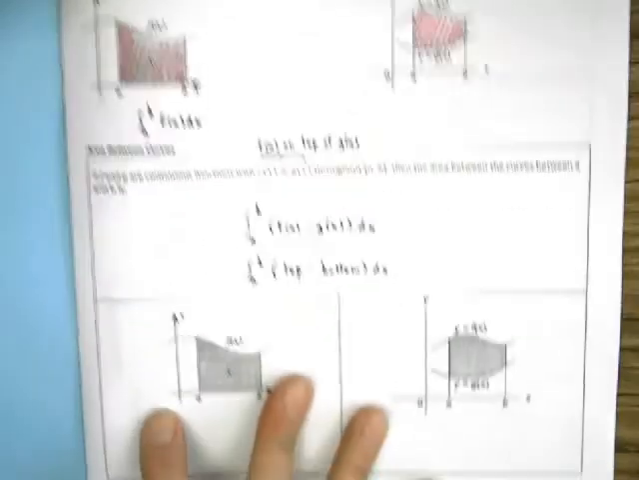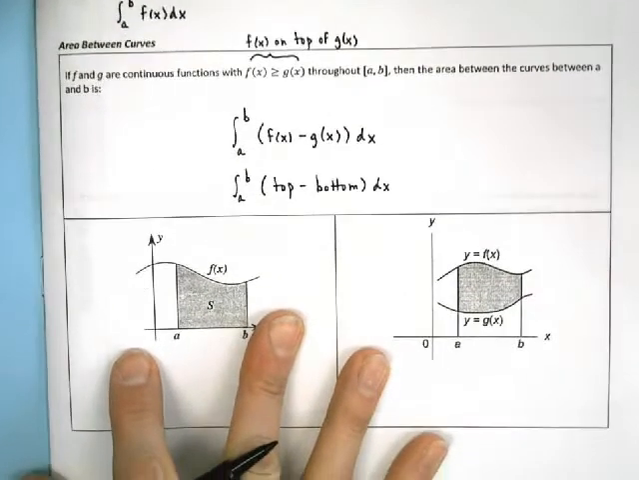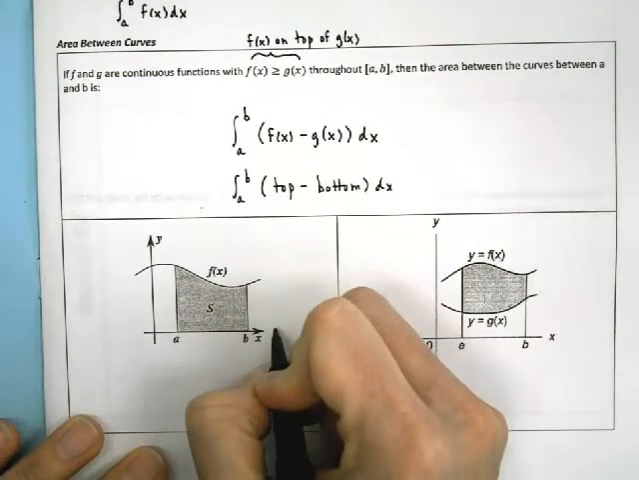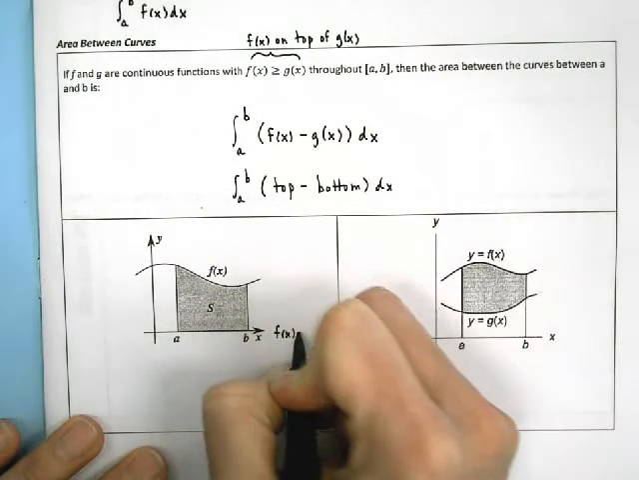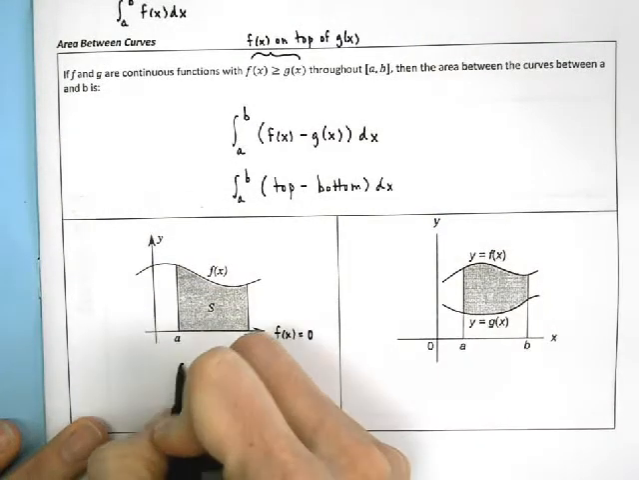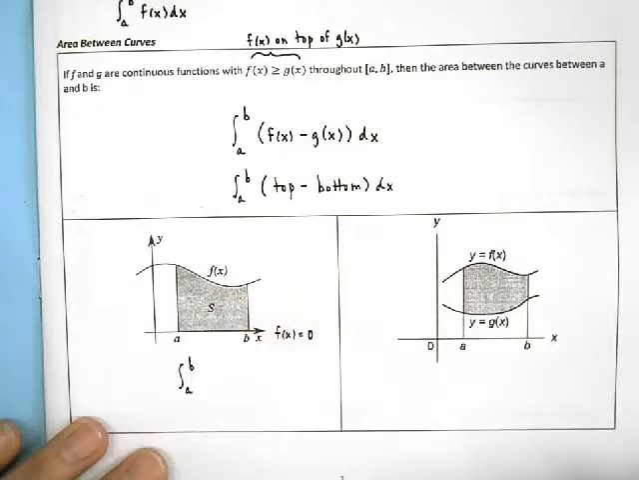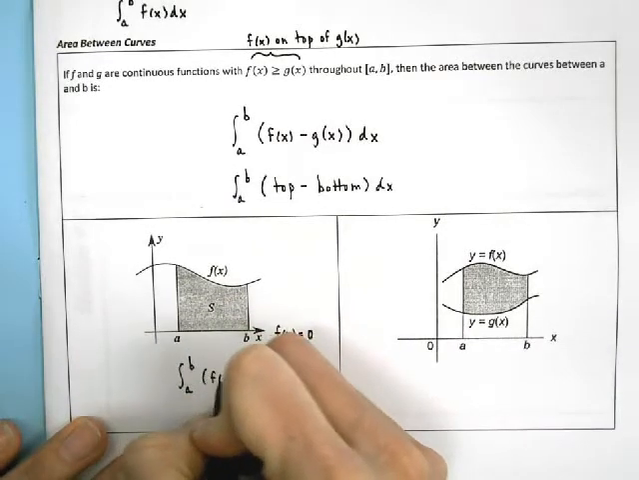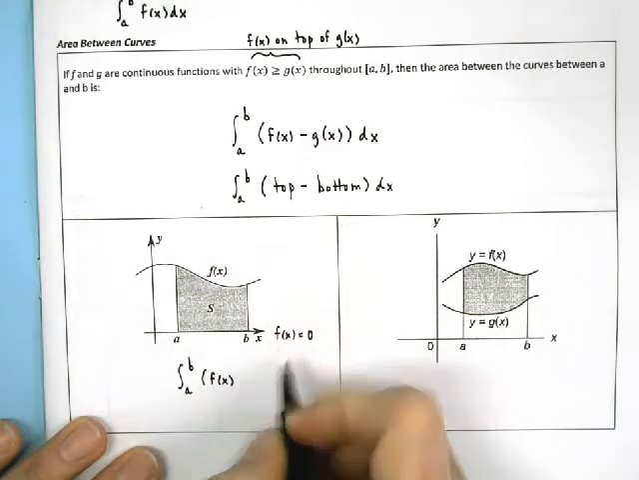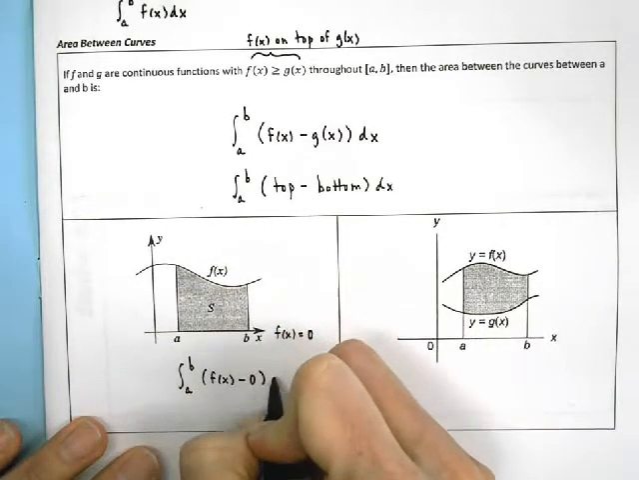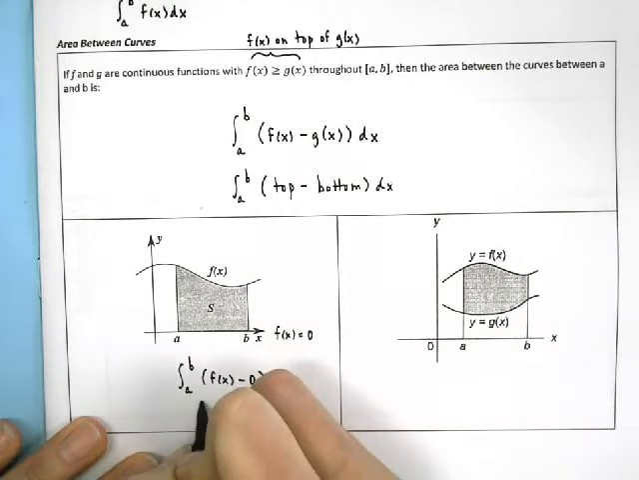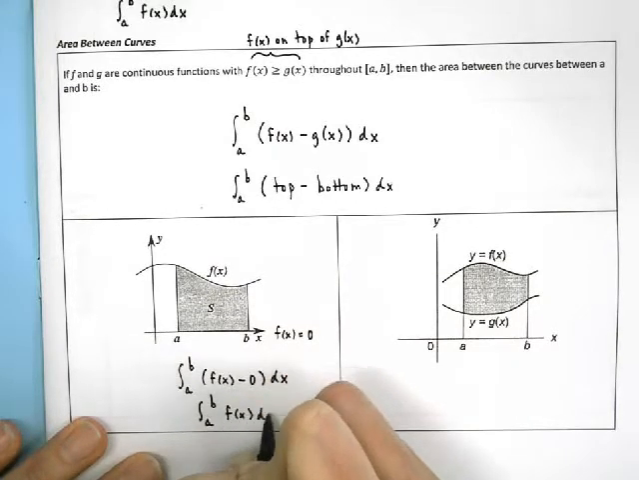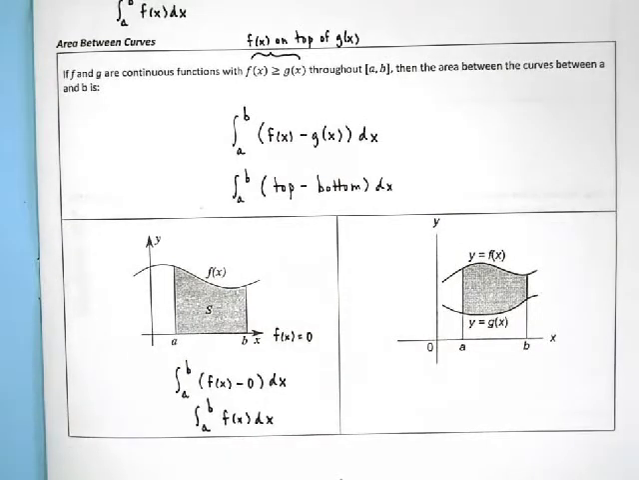So now if we look back at these examples we were talking about, really we know that the x-axis, its equation is f of x equals 0. So really what we've been doing this whole time is taking the integral from a to b. I know my top is f of x. Well, my bottom in this case is just 0. And that's why we were just able to integrate from a to b, integrate f of x dx.